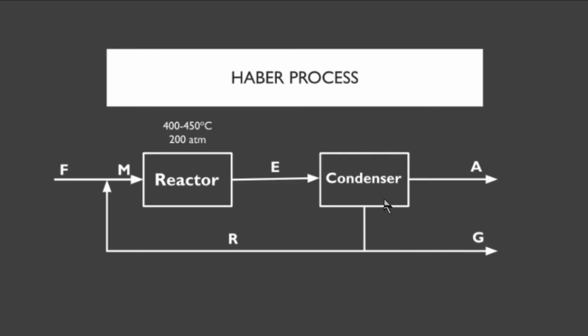If you take a look at our reactor, I have posted here some typical values of the operating temperature and pressure of the reactor in the Haber process. Temperatures usually range between 400 and 450 degrees Celsius, while the pressure is around 200 atmospheres. That is a very high pressure, and that is important in obtaining a reasonable amount of conversion from nitrogen and hydrogen to ammonia. Let us try to illustrate the material balances of the Haber process by solving an example.